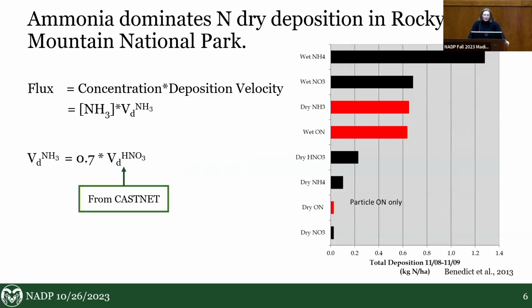So thinking about reactive nitrogen deposition in Rocky Mountain National Park, this is a historical problem for Rocky Mountain. This is some data from a paper in 2013 that looked at the speciated wet and dry deposition in Rocky Mountain. Here I'm going to focus on that dry deposition of ammonia, colored red here for a non-routine measurement. The way it was estimated in this paper is using a correction factor to the deposition velocity of nitric acid and assuming only unidirectional, just to-the-surface deposition.